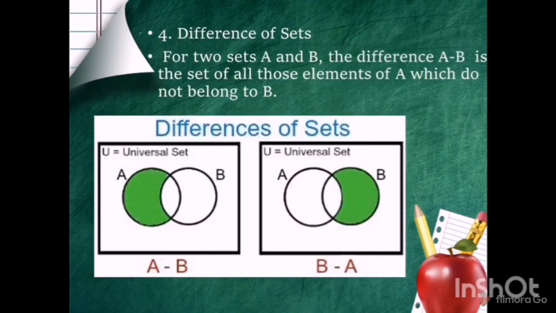Lastly, we have the difference of sets. For two sets A and B, the difference A minus B is the set of all those elements of A which do not belong to B, and likewise those elements of B which do not belong to A, which means B minus A. The figure below shows A minus B and B minus A.